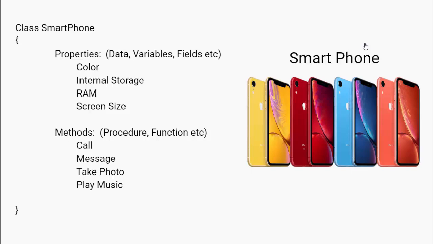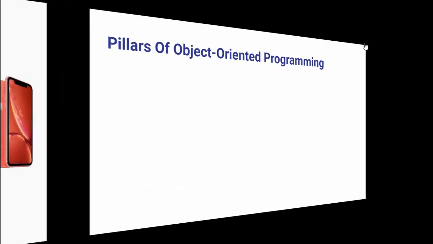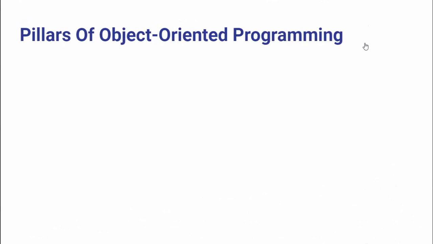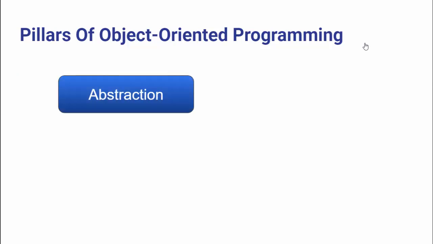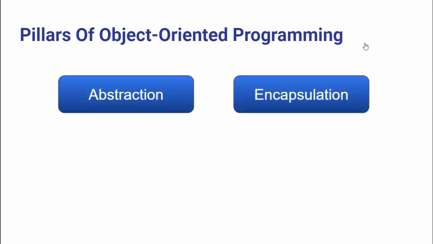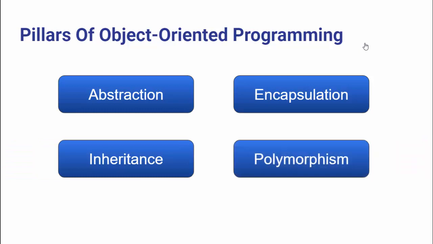The methods will be the same for all the objects. Let's move on and talk about the pillars of object-oriented programming. There are 4 main pillars of object-oriented programming. The first is abstraction, then encapsulation, inheritance, and polymorphism.